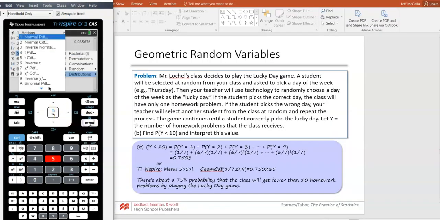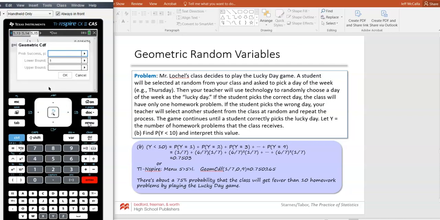So menu 5.5, as you scroll up, you can see geometric CDF, just like binomial CDF. When it's a range of values, always choose CDF. So 1/7, still the chance of winning. Lower bound 0, upper bound's 9. We don't want to get 10, we want to get less than 10. And it should give us that answer of 0.750265.